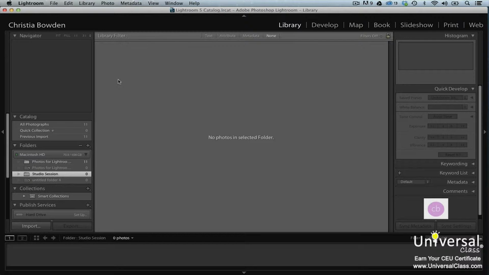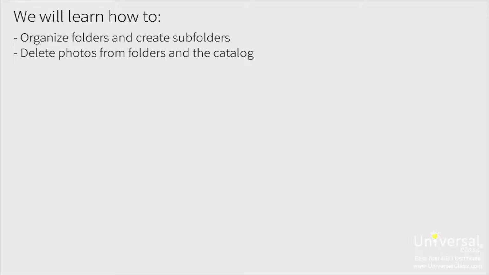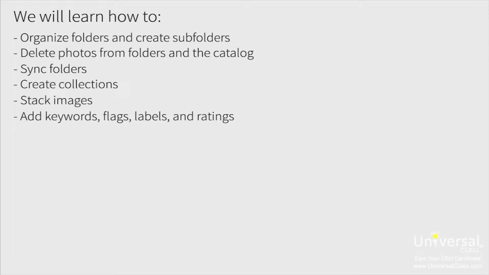We touched on organizing images earlier in the course. However, that was merely an introduction to help you organize the first batch of images that you imported into the program. In this lesson, we're going to talk more about organizing your images and talk about the several methods that Lightroom provides. We'll learn how to organize folders and create subfolders, delete photos from folders and the catalog, sync folders, create collections, stack images, add keywords, flags, labels, and ratings, organize images by location, and use the Painter tool.